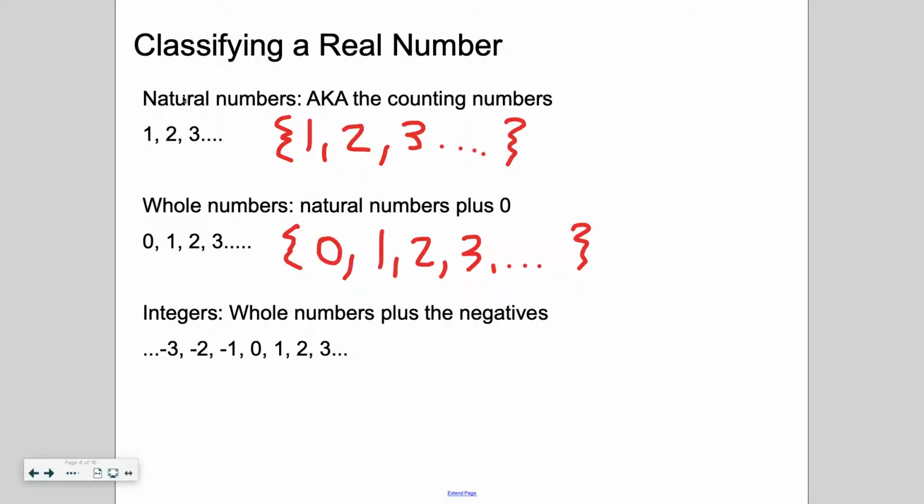Integers. Integers are the whole numbers, but now we're going to add the negatives. Okay? So this time we go -3, -2, -1, 0, 1, 2, 3, and beyond. So again, you have your brackets, and it's basically what I just wrote. This time we're just going to put it with a bracket.